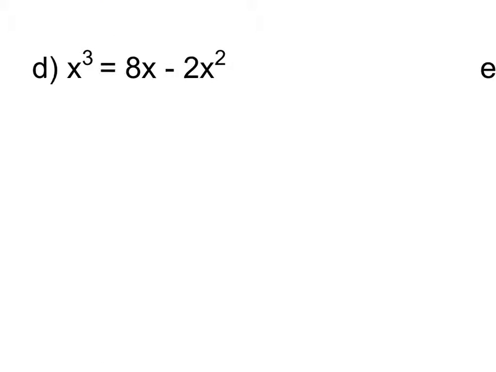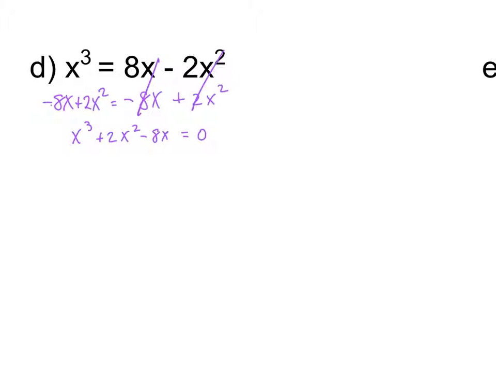So continuing with factoring and this cubic equation, I want to get everything over onto the left-hand side. Here I've done my inverse operations, and I get it into standard form: x cubed plus 2x squared minus 8x equals 0. And as before, we want to factor out our greatest common factor. In doing so, I have x times (x squared plus 2x minus 8).